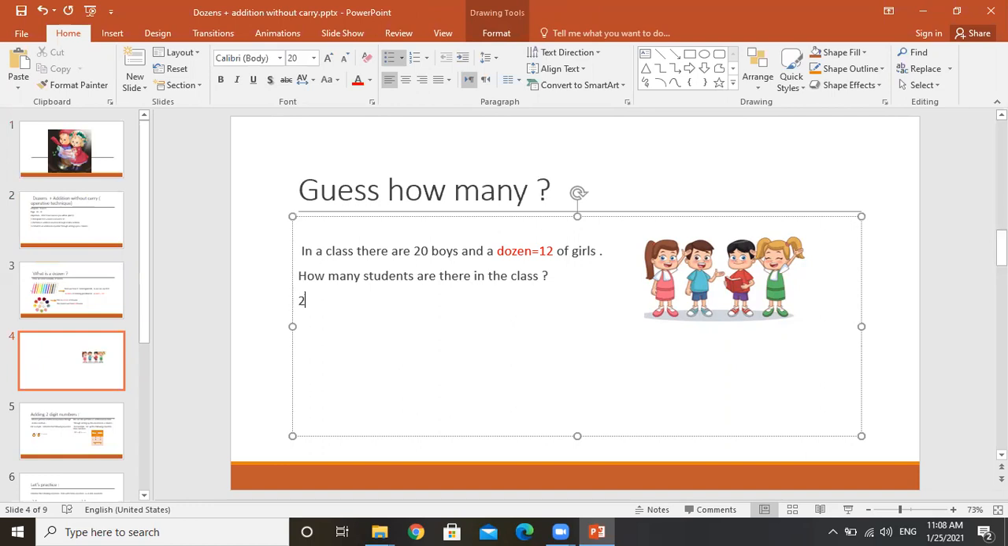Let's write the equation. 20 plus 12, which is equal to... we add the units with the units. 0 plus 2 is equal to 2. Then we add the tens with the tens. We keep this place for the tens digit, the big brother. So 2 plus 1 is equal to 3. The answer is 32. We should write the complete answer. There are 32 students in the class.